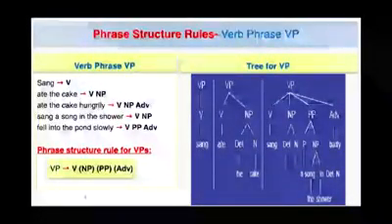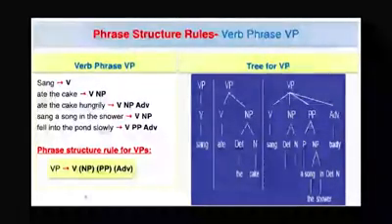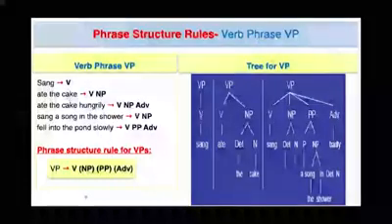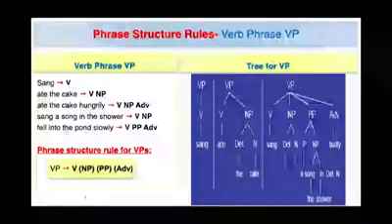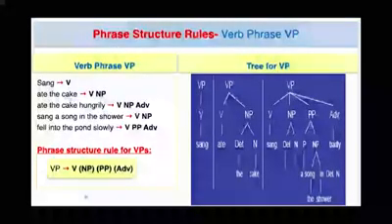Let's move on to verb phrases. Here we have some examples. We can take the example of a verb phrase constituted of only one word, which is sung. It's a verb. Then we have ate the cake, a verb plus NP. And then we have ate the cake hungrily, a verb plus NP and an adverb.